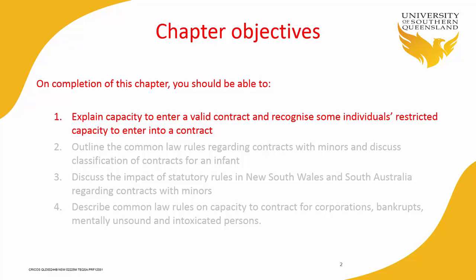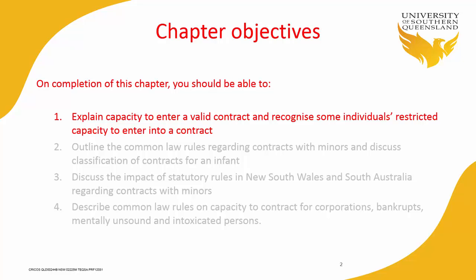As usual, we're going to cover the chapter through the learning objectives, which for this chapter, chapter 11, are given to you on page 279. We'll start with the first objective that asks us to explain capacity to enter a valid contract and recognize some individuals' restricted capacity to enter into contracts. We have already looked at this idea of capacity, what it means. Of course, this is only the first step in our analysis of the validity of contracts. Later on we will look at other issues that may arise, but that's coming in the next steps 5 and 6 in relation to validity of contracts.